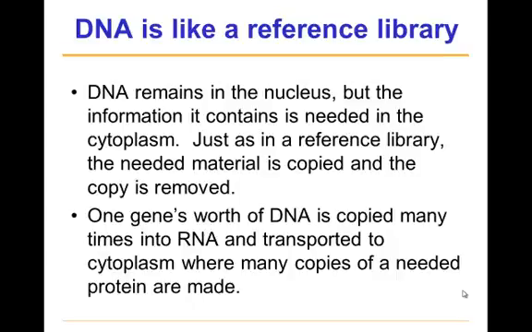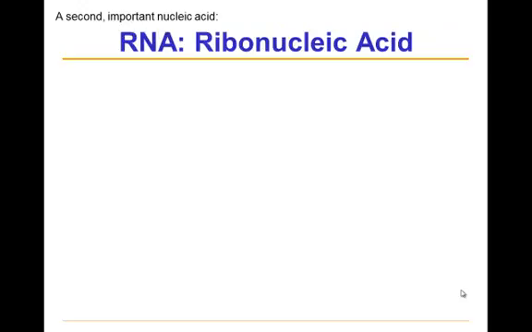Typically, though, the way it does work in DNA is that one gene's worth of DNA will be copied into an intermediary molecule called RNA, and the RNA transcript, or the RNA copy, will be transported out to the cytoplasm, where it will be used to make as many copies as are needed of a particular protein. So now we've introduced the role of this new molecule. Let's learn a little bit about it.